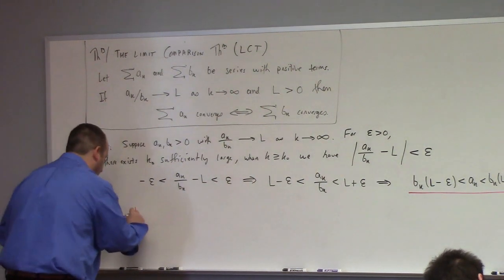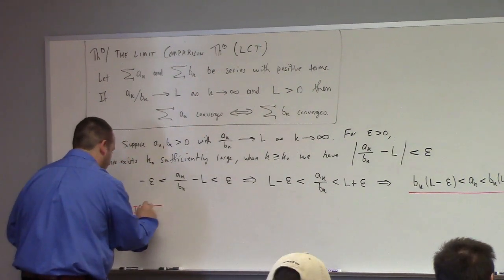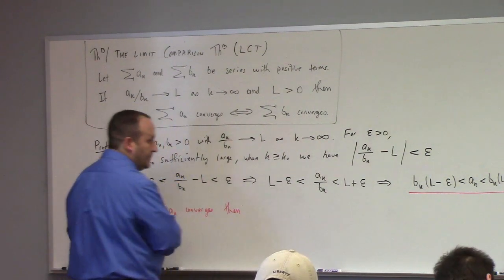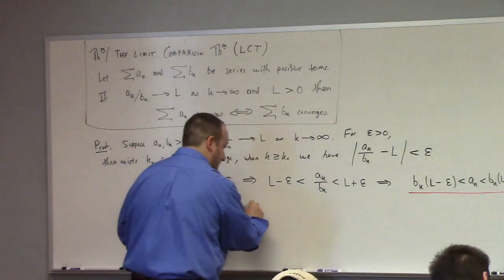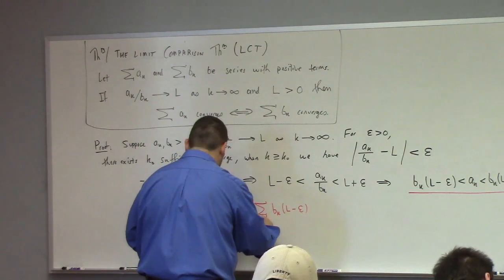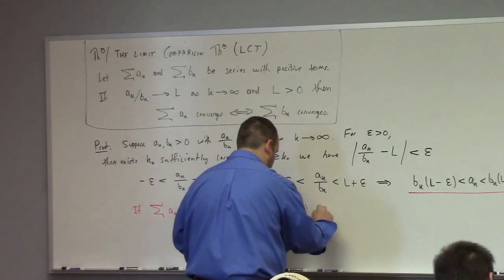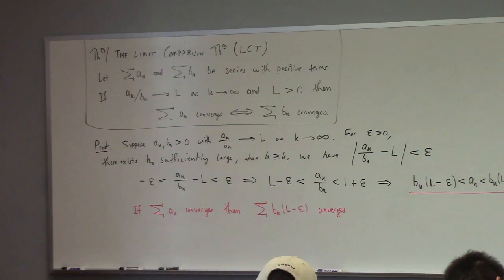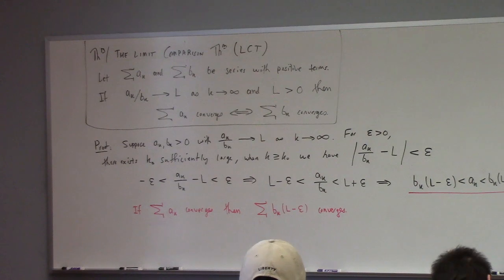So if the sum over ak converges, then what does that say? That says that the sum over bk times L minus epsilon converges, right? I mean, to be fussy, I'm assuming that epsilon is not too big, like epsilon is a small positive quantity. I don't want L minus epsilon to be negative. And I can certainly make epsilon small enough such that L minus epsilon is positive, right? So L minus epsilon is just a particular number.